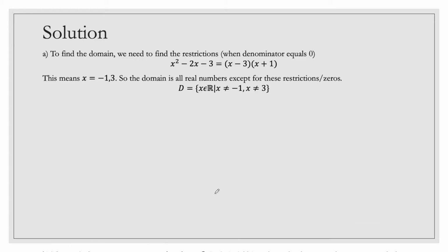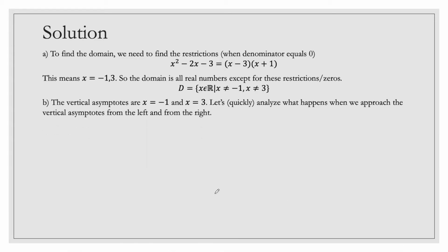So we have a domain that is x ∈ ℝ such that x cannot be equal to -1 and x cannot equal 3. For the second part, we know that the vertical asymptotes are at x = -1 and x = 3. So let's analyze what happens when we approach the vertical asymptotes from the left and from the right. Keep in mind, I won't go into as much detail on how to analyze the behavior around the vertical asymptotes because I did that in the previous example. So what I'll try to do is just pick 2 points that are very close to the vertical asymptotes so you have an idea of what is happening.